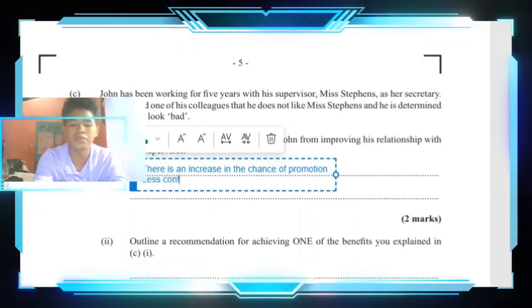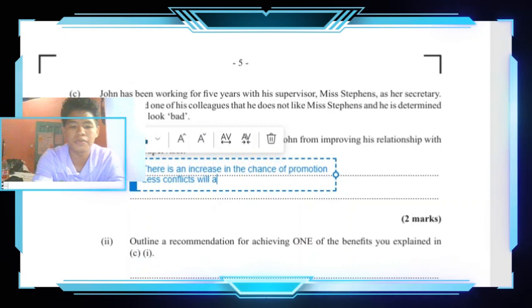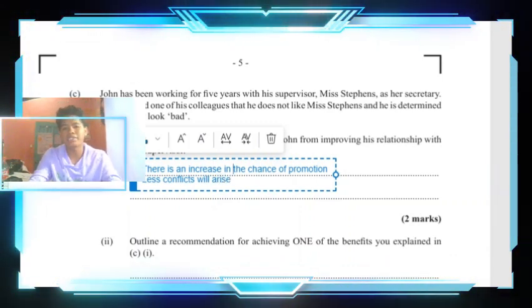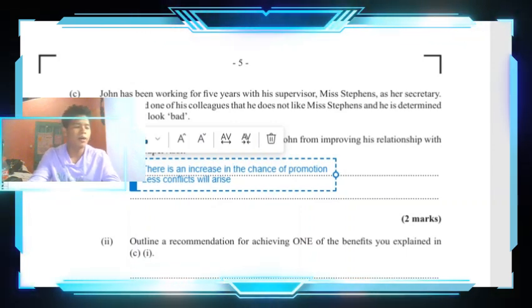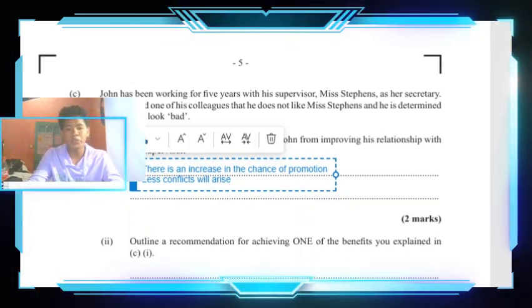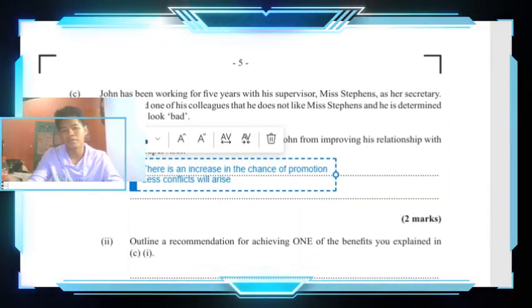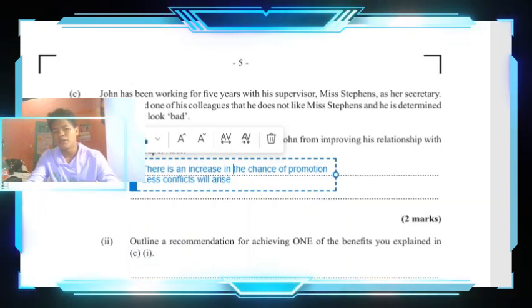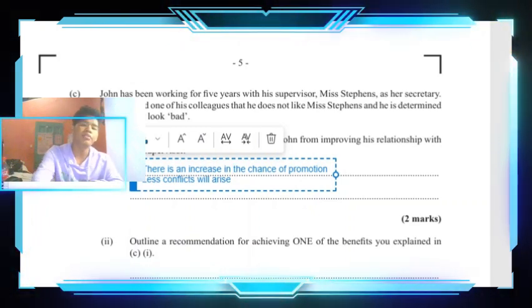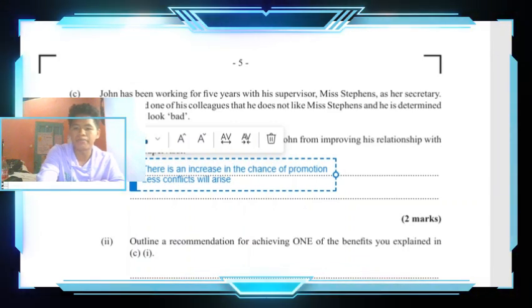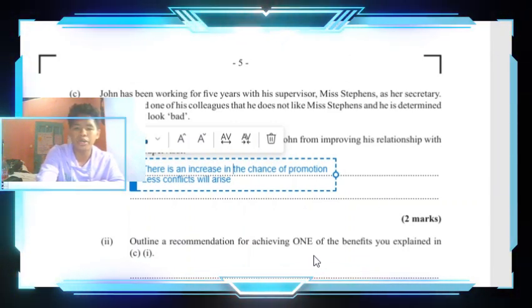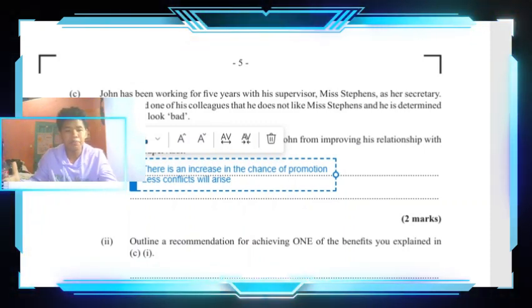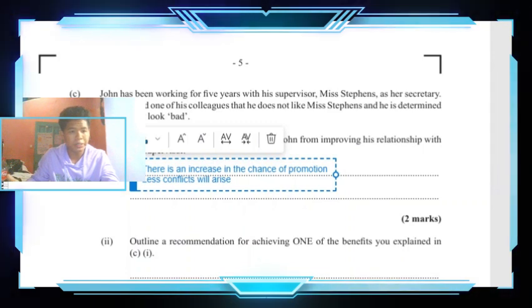Less conflicts will arise in this case. Why, you might ask? Something that you really need to know between you and a supervisor is that there is almost a hundred percent possibility of you getting into a conflict with your supervisor. That is undeniable. You cannot really even escape this fundamental problem essentially.